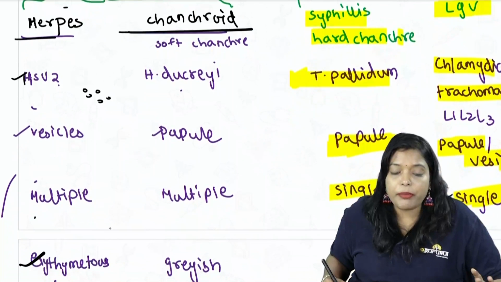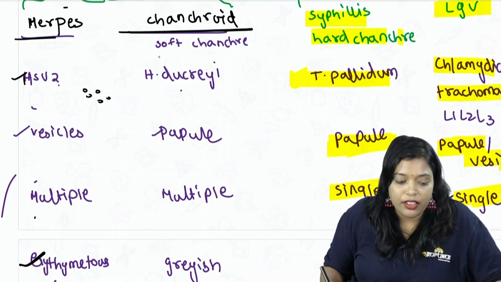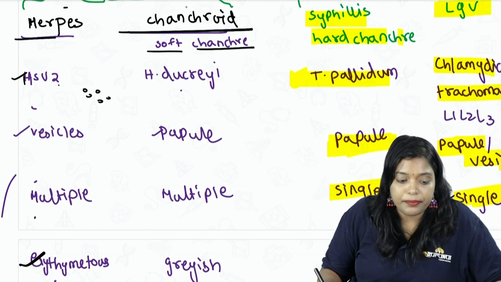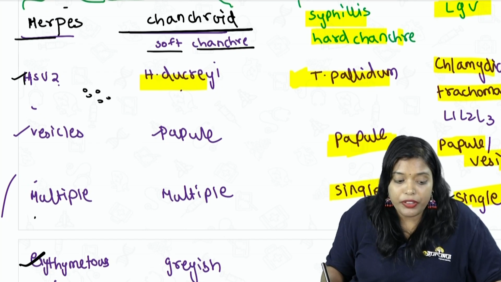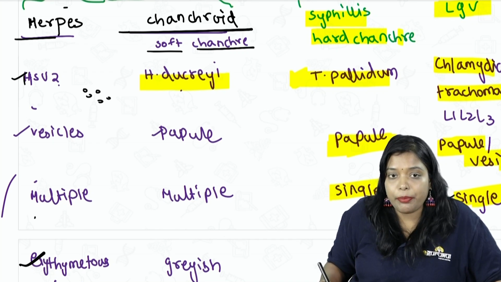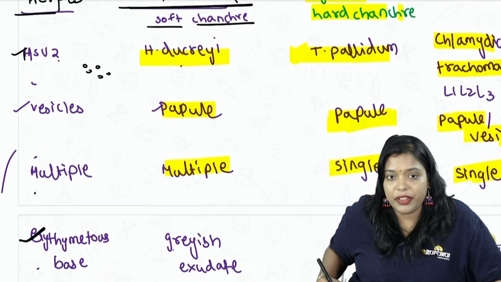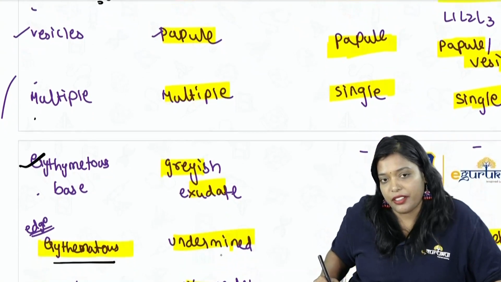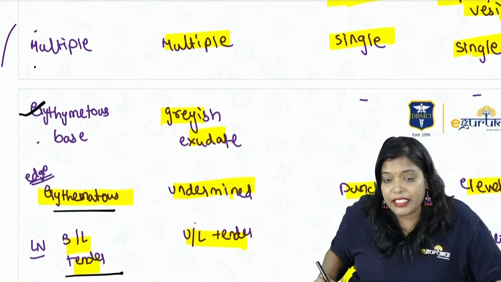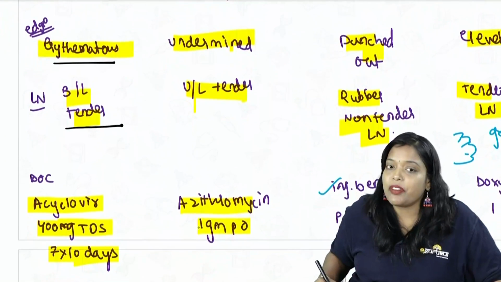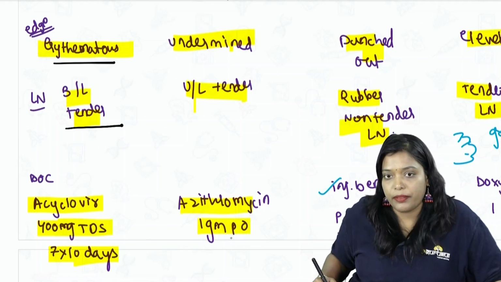Now coming to the chancroid. Chancroid is also called soft canker. This is caused by Haemophilus ducreyi. They'll present with papules which can be multiple. So base will be grayish with pus exudate, undermined edges. They'll have unilateral tender lymph nodes. Treatment will be azithromycin 1 gram per oral.